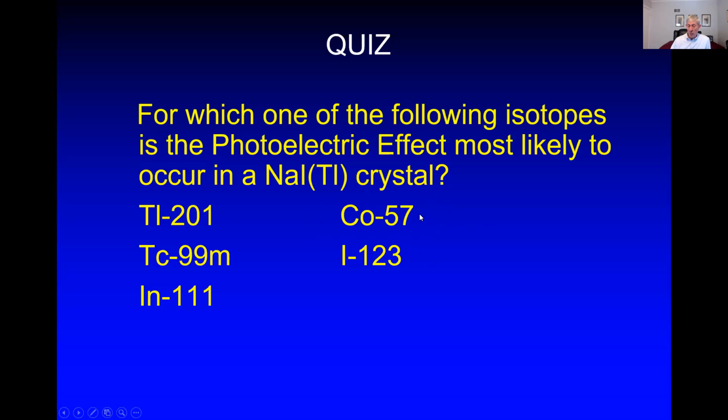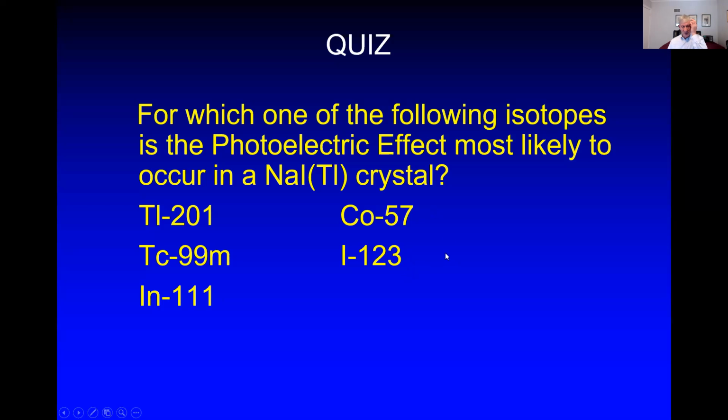Cobalt has an energy of 122. Technetium has an energy of 140. They are so close that it's a very valid assumption to say that if it works for cobalt, it's going to work for technetium and it's going to work for I-123. This is 122 and this is 159. They're all pretty close to each other.